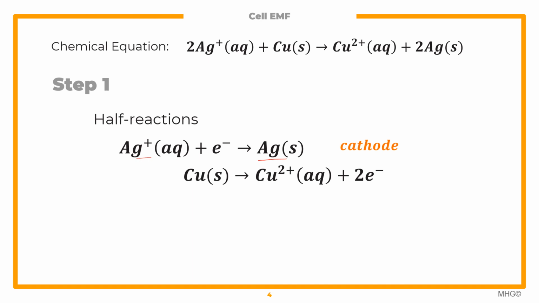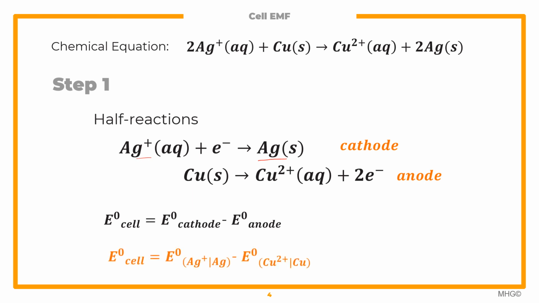Consequently, copper metal is oxidized to copper 2 plus ions. And so we say that copper is now in the anodic half cell, and so it is the anode. We also recall that oxidation always occurs at the anode and reduction reactions occur at the cathode. Now, based on definition, we know that the potential of the cell under standard conditions, which we call the standard EMF, is just equal to the reduction potential of the cathode minus the reduction potential of the anode.